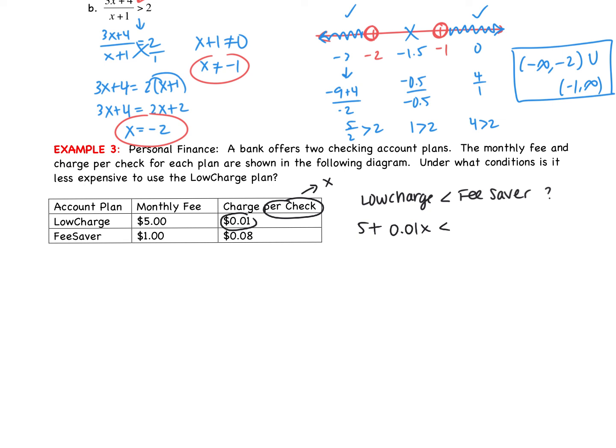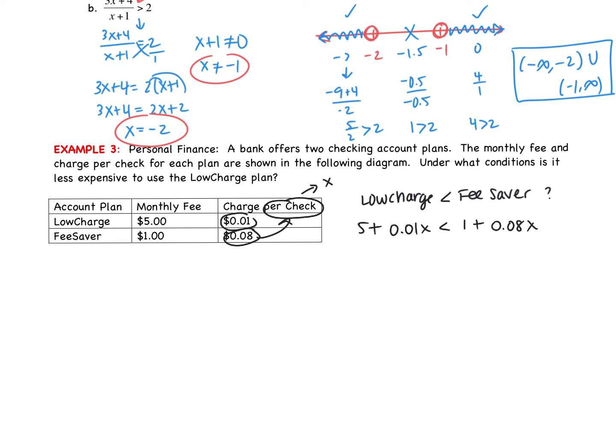Same idea with the fee saver. We're going to be charged $1 per month and then 8 cents per check. So that's 0.08X, 8 cents per check. This is the inequality that you're solving now. This is linear. There's nothing funky going on. You don't need a number line.